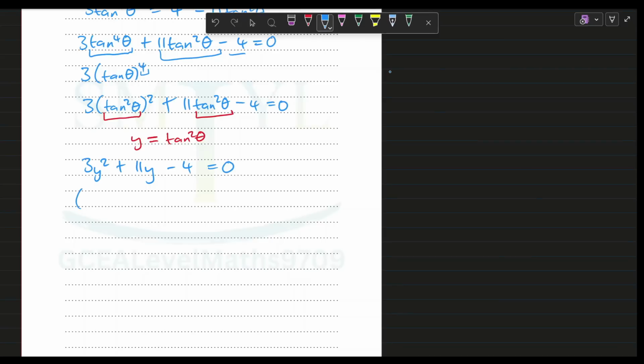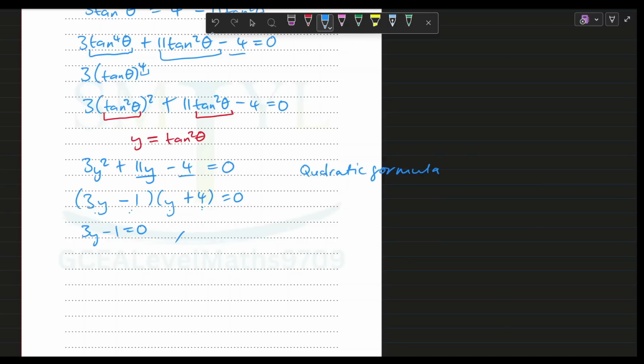And I think we can factorize this quadratic by inspection, by saying 3y times 4, which gives us 12y, minus y. Because 3y times 4 gives us 12y, then minus 1 times y gives us minus y. So 12y minus y gives us 11y. And then minus 1 times 4 gives us negative 4, so that's correct. If you don't know how to factorize this by inspection, feel free to use the quadratic formula or the completing the square method, whatever method works for you.